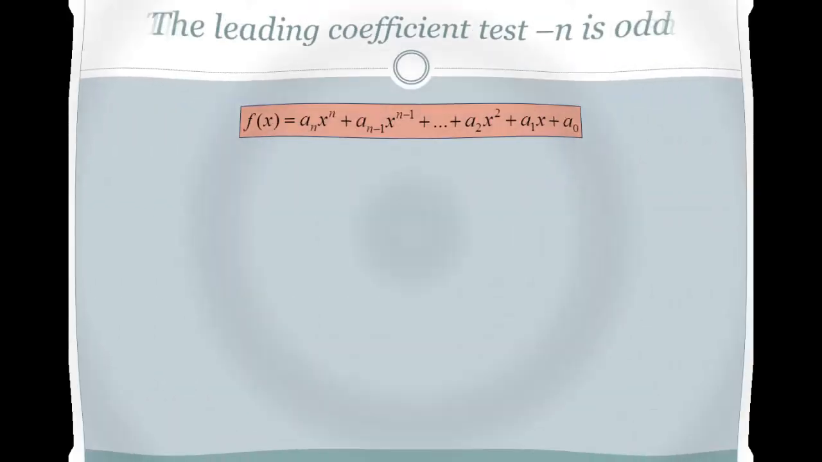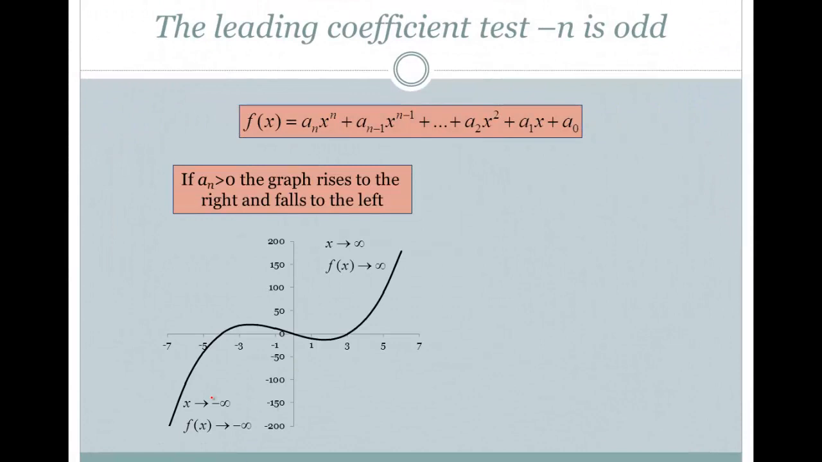If n is odd, we're going to get something like that. If a sum n is greater than 0, as x goes to infinity, the function is going to grow without bound to infinity. When x heads to negative infinity, the function is going to go to negative infinity. And that's primarily because if I have something like f of x equals x cubed, if I cube a negative number, it's still negative. So as I go off in this direction, negative 1,000, it's still going to give me a negative value. And so we're going to go off to negative infinity there.